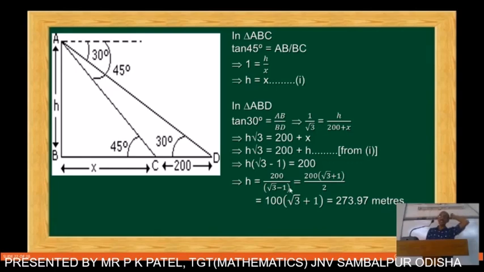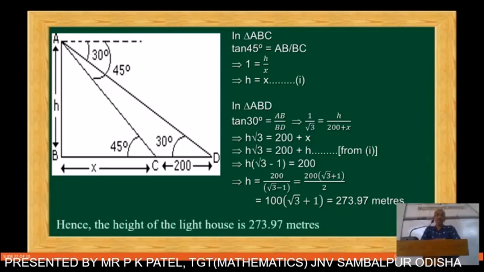Then rationalize this, you will get 200 whole into (root 3 plus 1) whole by 2, that is 100 whole into (root 3 plus 1), that is equal to 273.97 meter. Hence the height of the lighthouse is 273.97 meter. This is your answer.